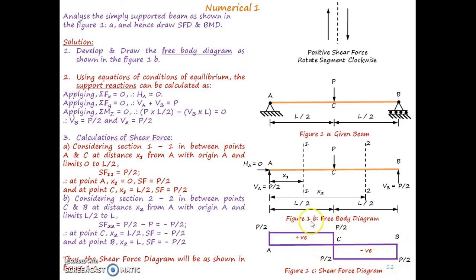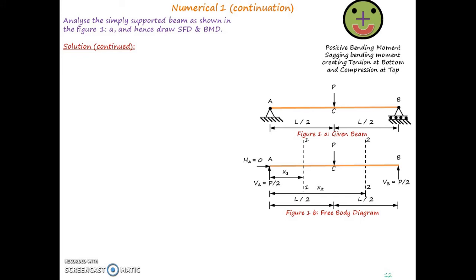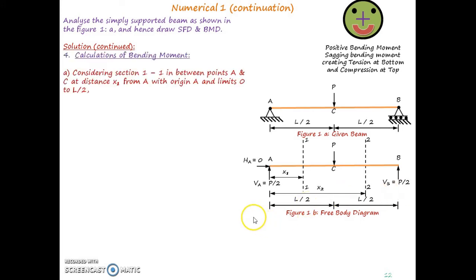Again, we will discuss how to draw this diagram with calculations of bending moment. So if we go further for calculating the bending moment, and consider section 1-1 in between points A and C at distance x1 from A, and if origin is assumed as A, the limits will become: if this section is at A, x1 becomes 0, and if it is at C, then x1 becomes L by 2. So limits for the equation will be 0 to L by 2.